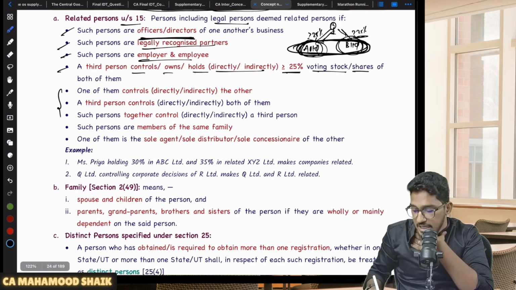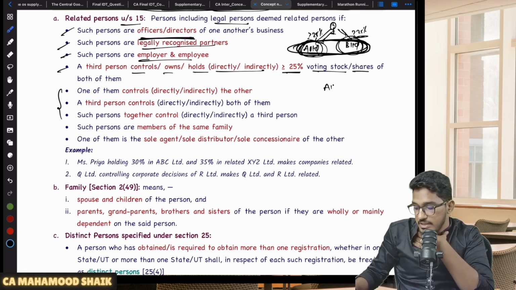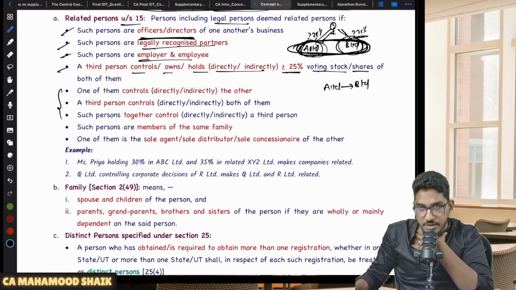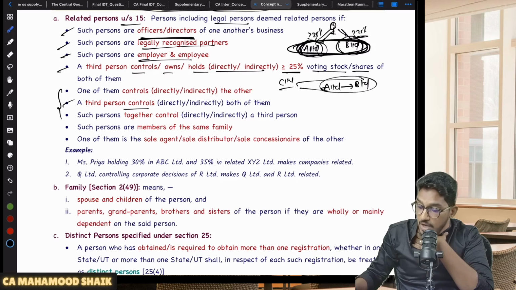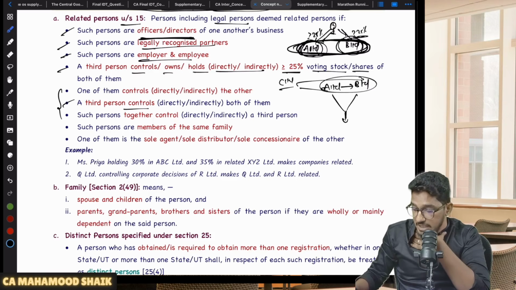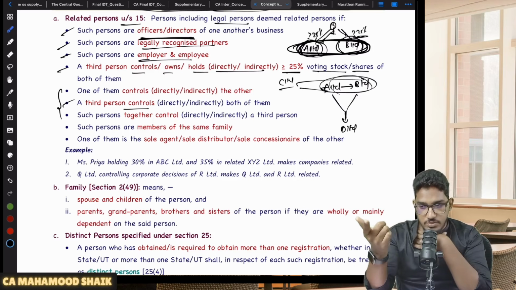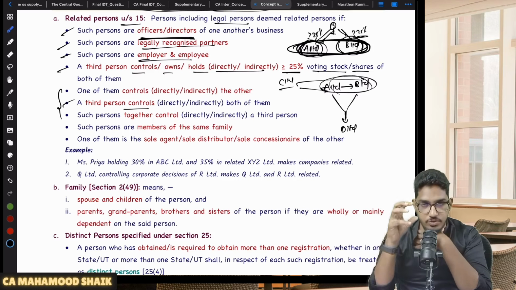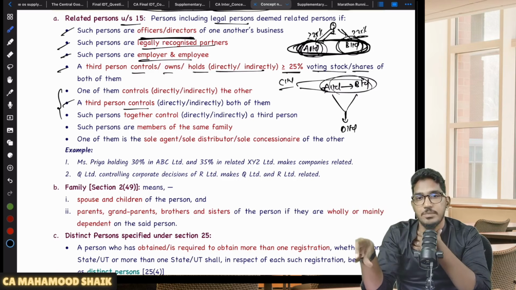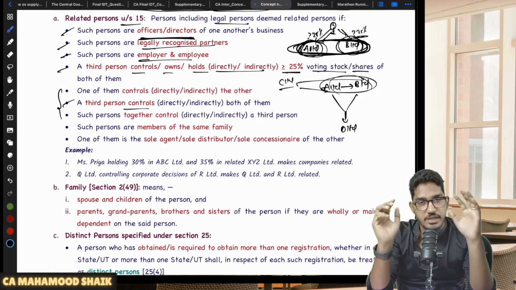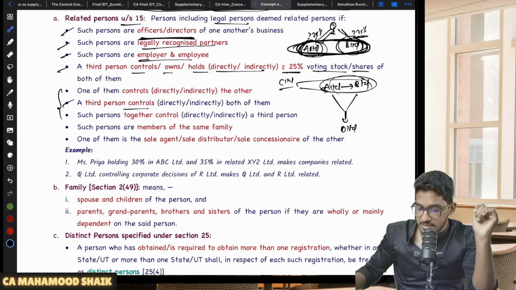Understood. Next, regarding control, we have 3 points. One of them controls the other. Let us say, for example, there is a company A Limited, there is a company B Limited. A Limited controls B Limited or B Limited controls A Limited. Related. A third person controls both of them. Let us say one third company C Limited is there, which is controlling both of them. Then also they will be considered as related. Or both of them collectively control a third party. A Limited, B Limited, collectively they are controlling D Limited. Then also they will be considered as related. So regarding control, we have 3 points. One of them controls the other, or a third party controls both of them, or both of them collectively control a third party. So control can happen in any of these ways. If these control conditions exist, then they will be considered as related.